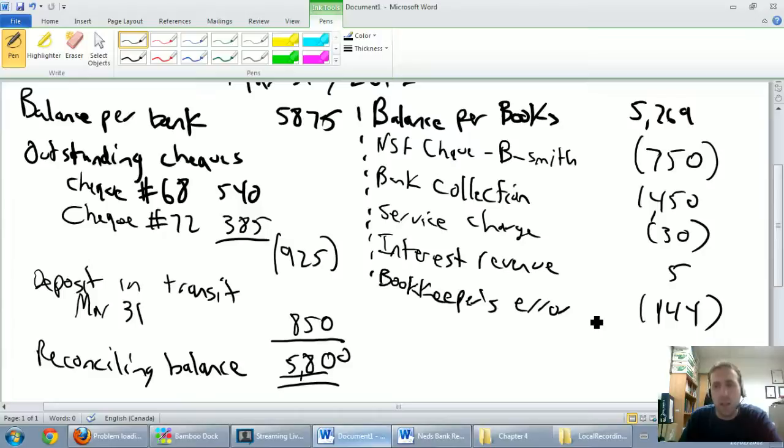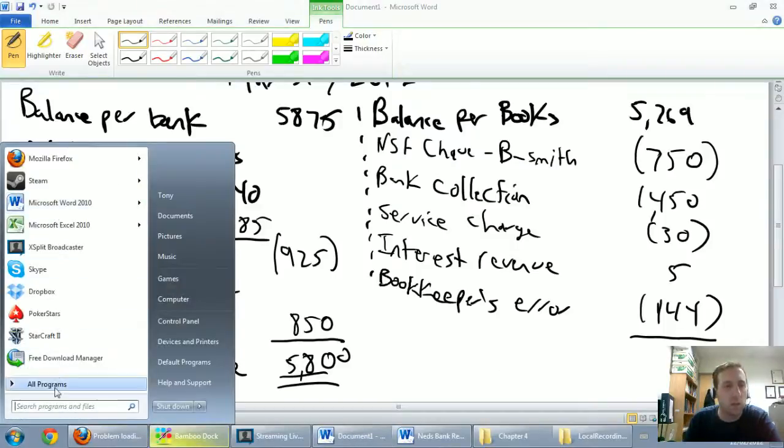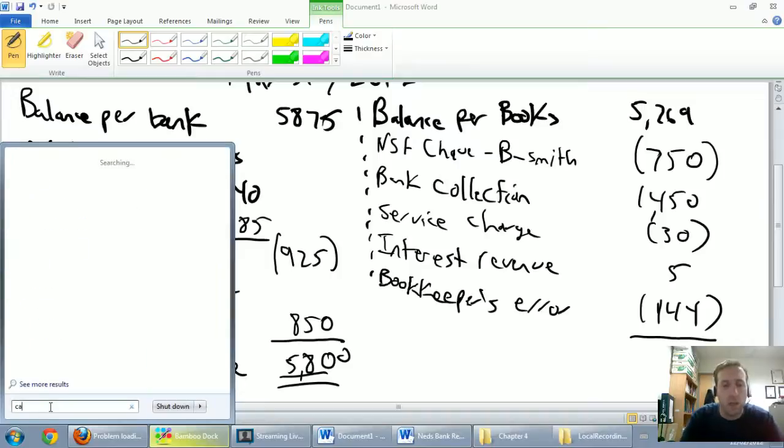Okay, so now we have a list to add up, and I think what you're going to find is when we add our list, we're going to end up bang on 5,800. Let me just pull out the calculator tool in Excel here.